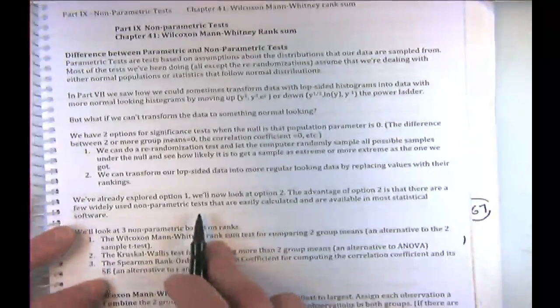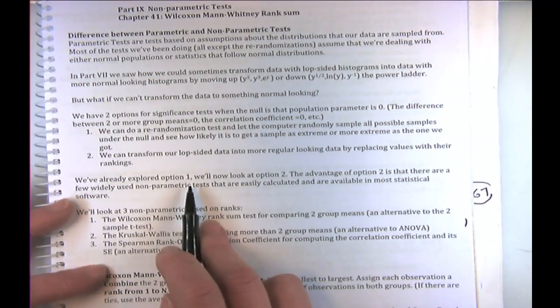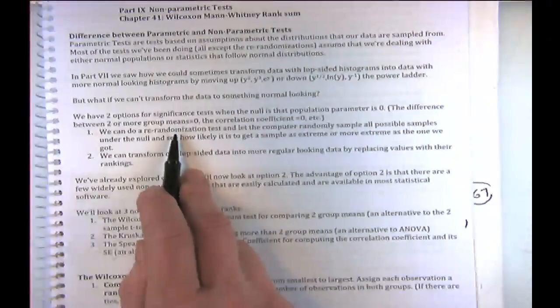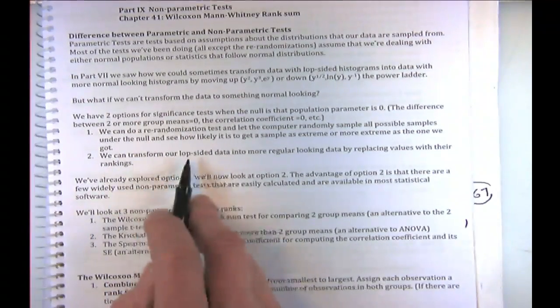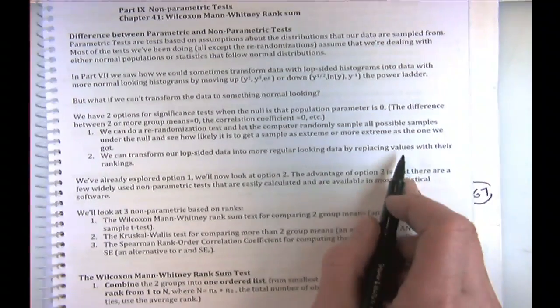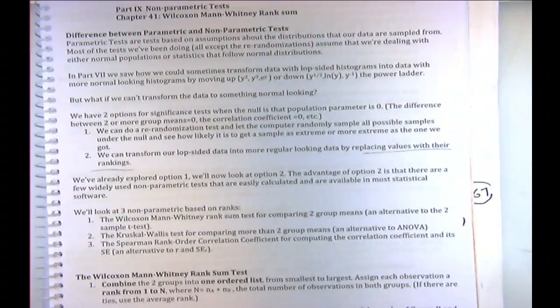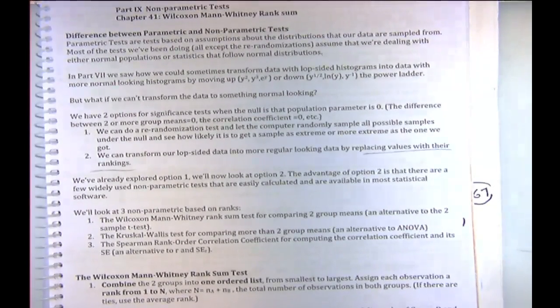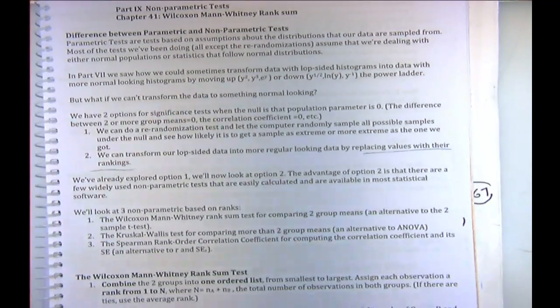Okay, so we've done that with the re-randomization. Now we can transform the lopsided data into more regular looking data by replacing values with their rankings. That's what we're going to do. So for all the tests that we're going to look at, instead of looking at the actual values that we get, we are just going to replace them with rankings. That's all we're going to do.